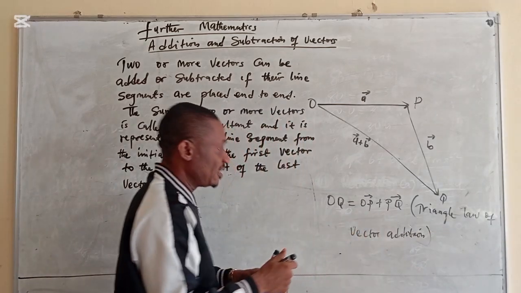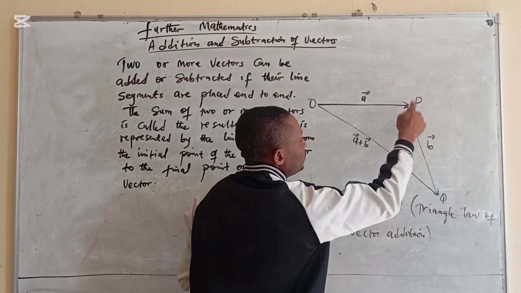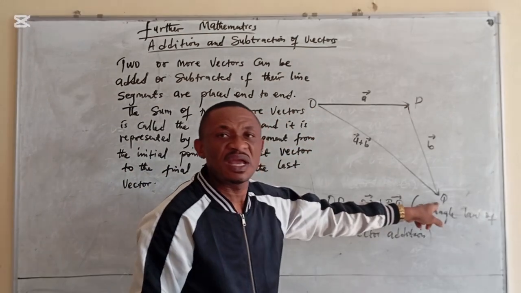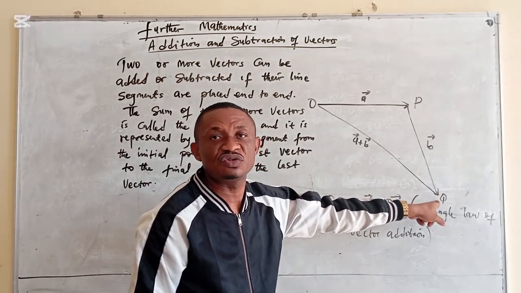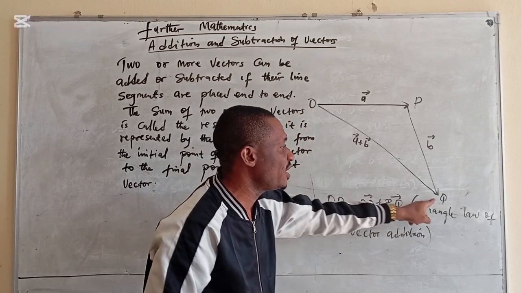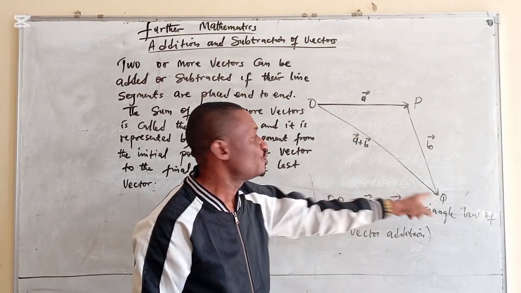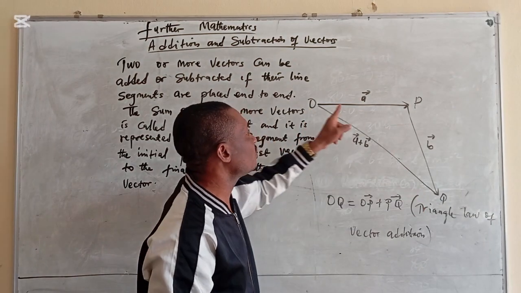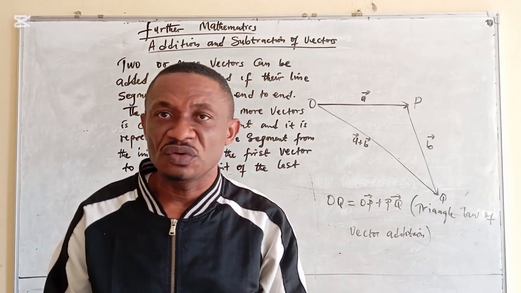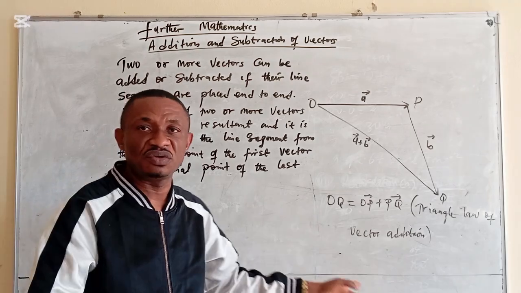So we can obtain this by saying OP plus what? PQ. What am I trying to say? If we have OQ, how many ways can we move to OQ? We can move directly from here to here, or we can move like this to get to this point. So this is the resultant of these two vectors. So this now represents addition of vectors. Now let me show you subtraction of vectors.